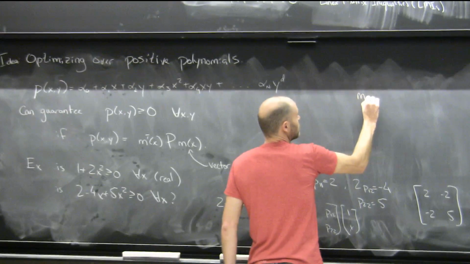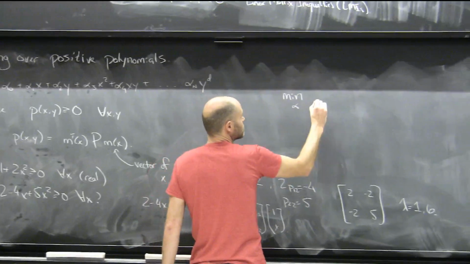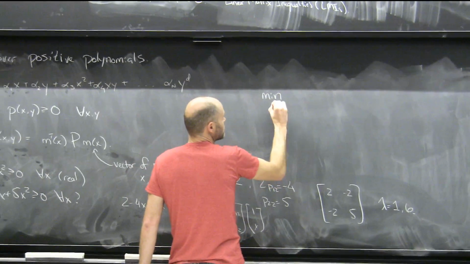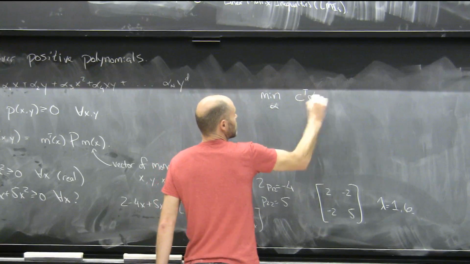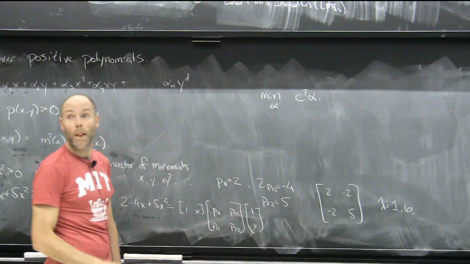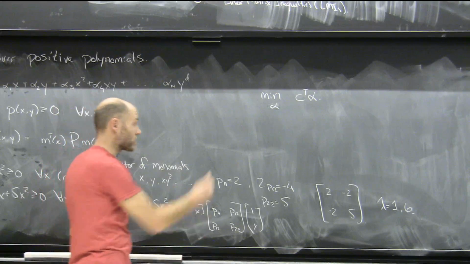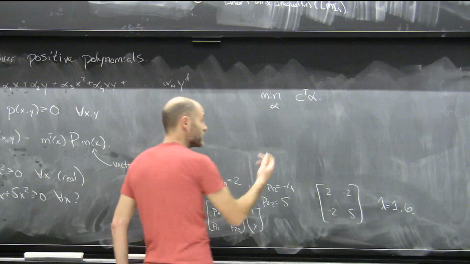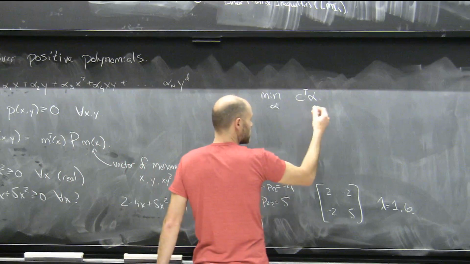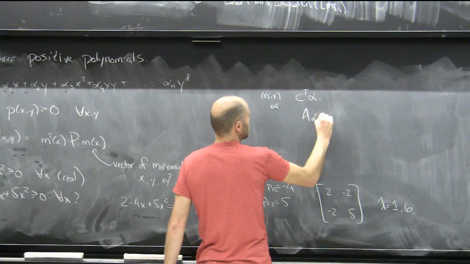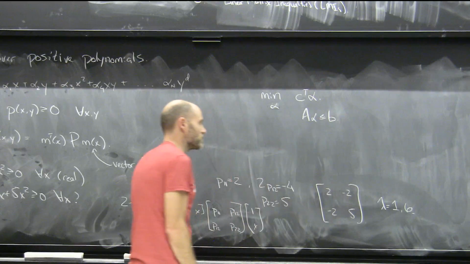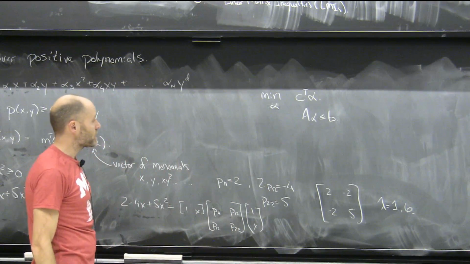We can say minimize, let's say, c transpose alpha. We can minimize linear objectives with linear constraints, or SDP constraints. It's a little weird to write A alpha less than or equal to b, but I hope that's what we'll do here just to make it clear.